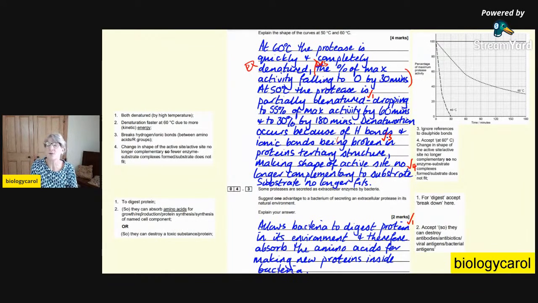And here's the thing. So here's the funny thing about A-level exam answers. A lot of my answers, I write more than what is in the mark scheme.